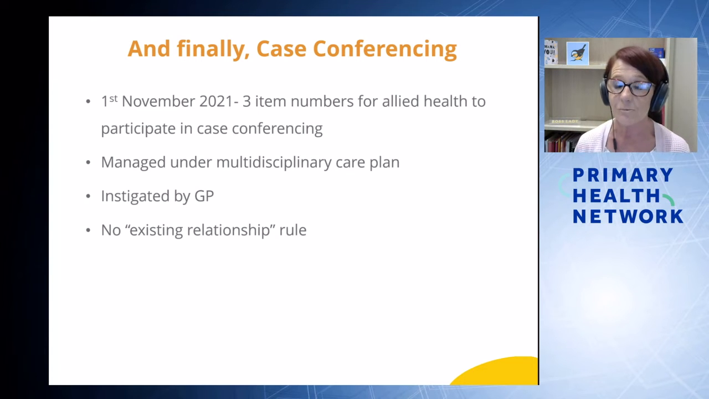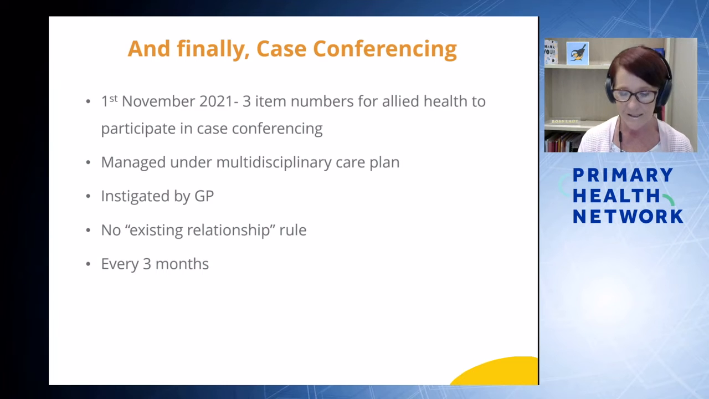There is no existing relationship rule, which means the allied health provider does not have to have seen the resident in the past to actually participate in the case conferencing, because often it's about getting together with the GP and other providers to actually work out what you're going to be providing for this resident. So that existing rule doesn't apply, and they can be claimed every 3 months.